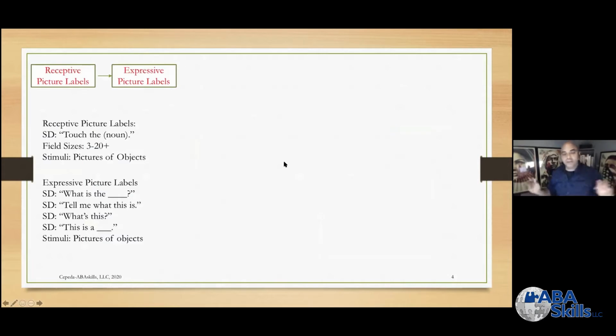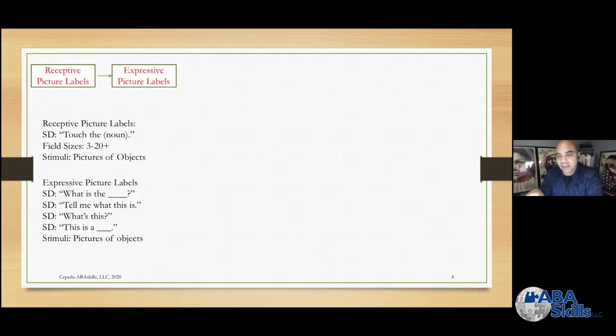Okay, so first, we have receptive picture labels, right? So we're going to talk about the prerequisite skills. So let's go through the prerequisite skills leading up to prepositions. And I'm trying to show you everything that I think you probably want to do. You shouldn't have to for a variety of reasons, but the things that you probably want to do before you start teaching prepositions. So you have your receptive picture labels, where your SD is touch the noun. Now, field sizes of 3 to 20.